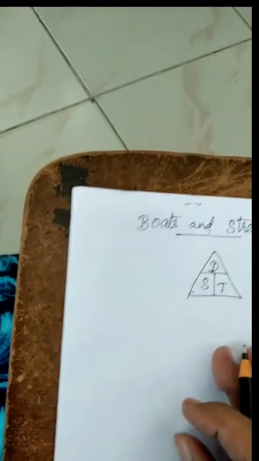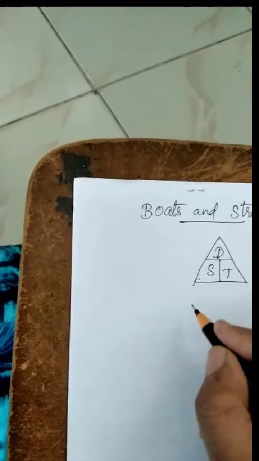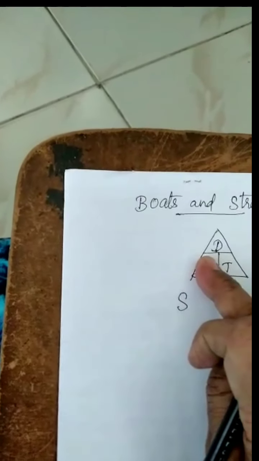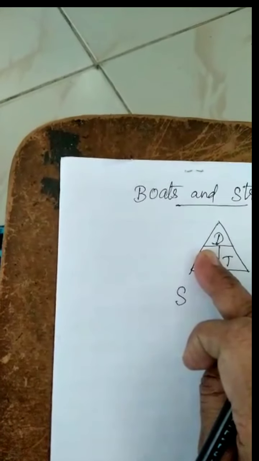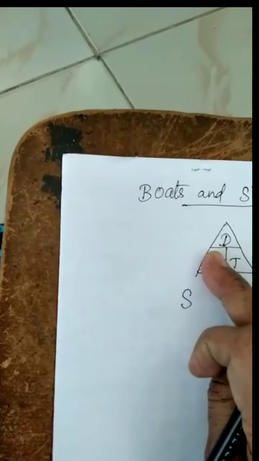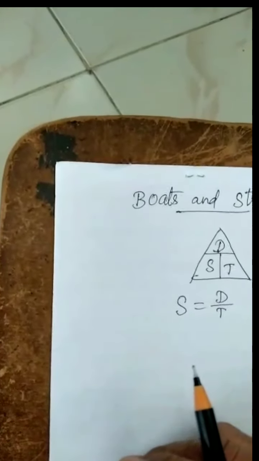Now, I want to find the formula for speed. So, you can take the speed and close it like this. What are you seeing? Distance and time. How are they seen? Distance up and time down. So, speed is equal to distance upon time.